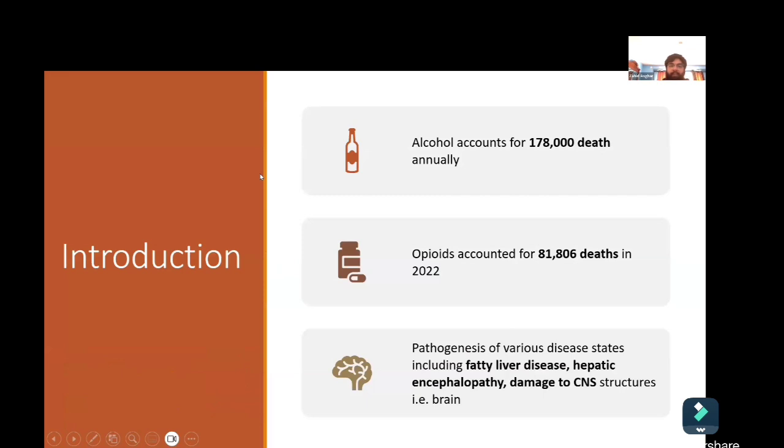So to begin, I think the social impacts of both alcohol and opioids cannot be understated. In terms of acute intoxication, alcohol accounts for 178,000 deaths annually, and opioids account for 81,806 deaths as recently as 2022 in the United States. This is just in the acute intoxication. In terms of long-term systemic effects, they can lead to the pathogenic development of diseases such as fatty liver disease, hepatic encephalopathy, and can lead to damage to CNS structures such as the brain. This is by no means an exhaustive list of potential long-term side effects, but these are some of the complications associated. They are some of the leading causes of preventable death.